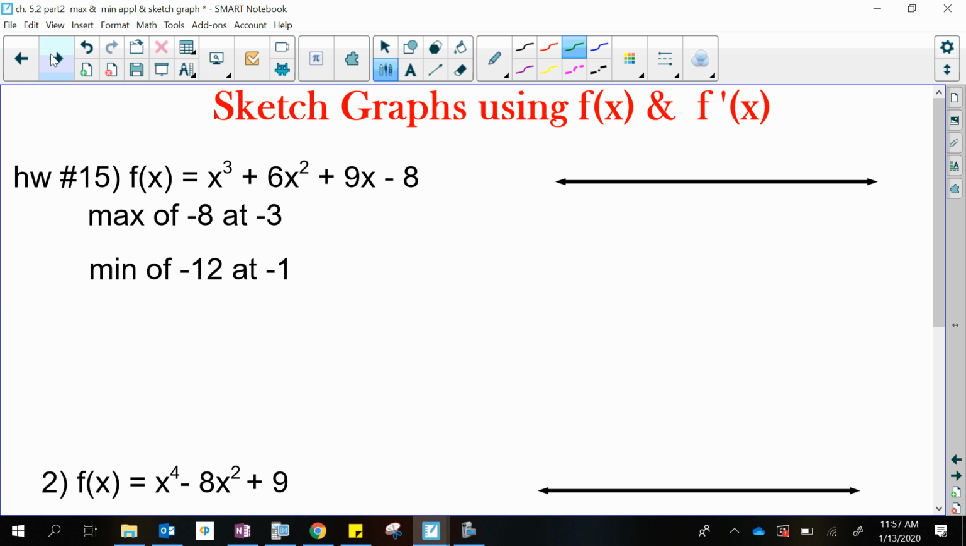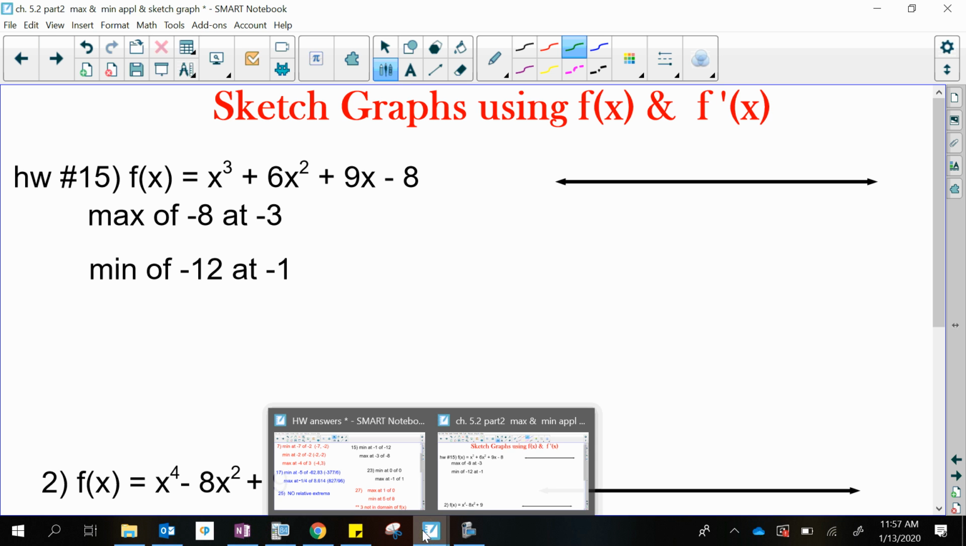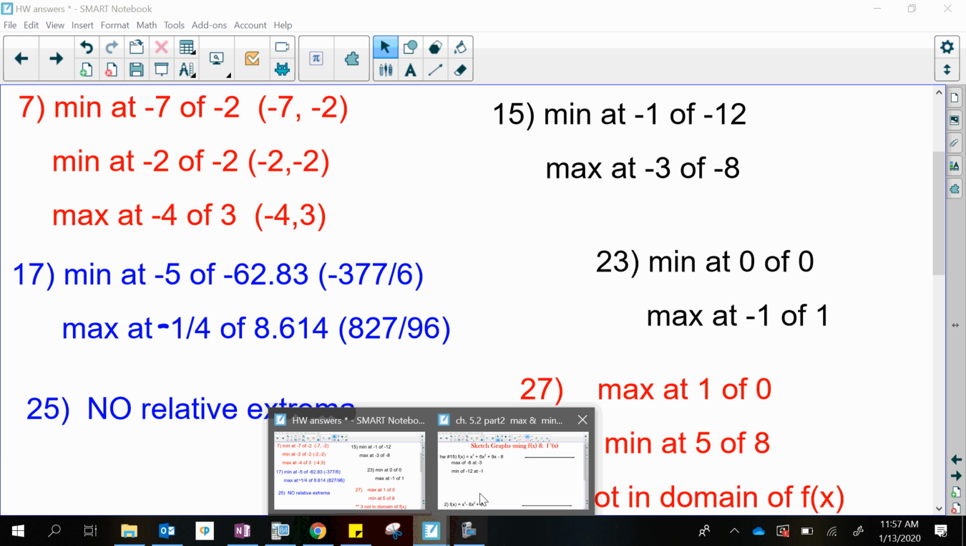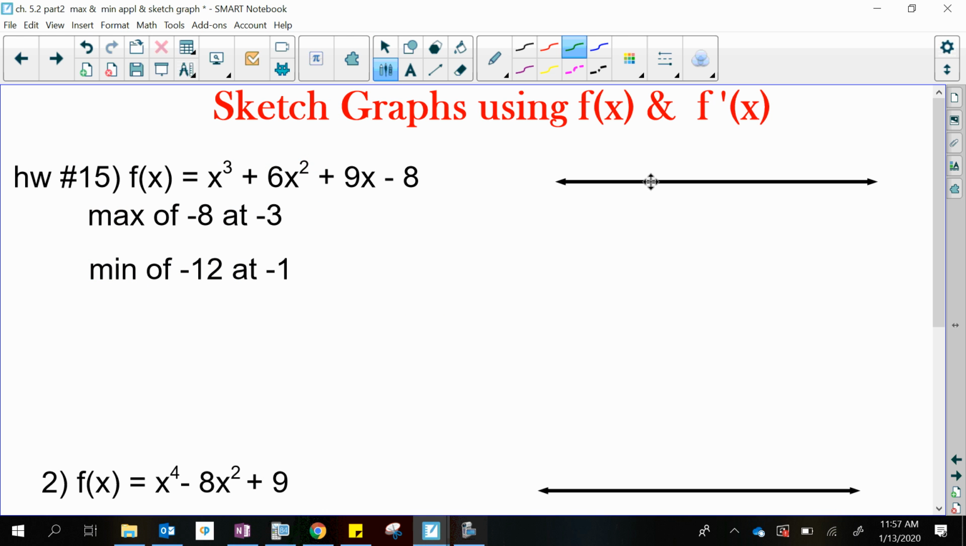All right, so if we look at homework number 15, and I've still got the homework problems up, we found a min at -1 of -12, and a max at -3 of -8. Okay, so we're going to use that information and just sketch a graph of it.